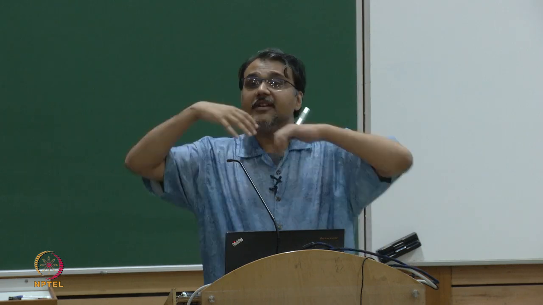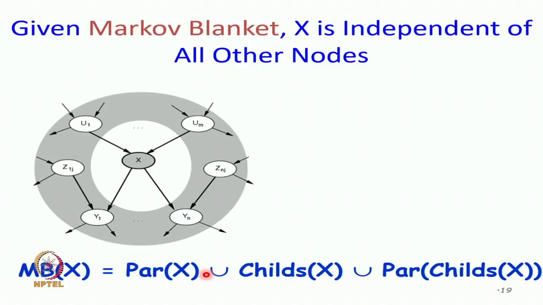Now, the second theorem is, given Markov blanket, I am independent of all the nodes in the world. Like I am independent of everything given some set of nodes which are very close to me. That is my family. So, what is my family? My parents, my children, and believe it or not, yes, that is true, the other parents of my children.